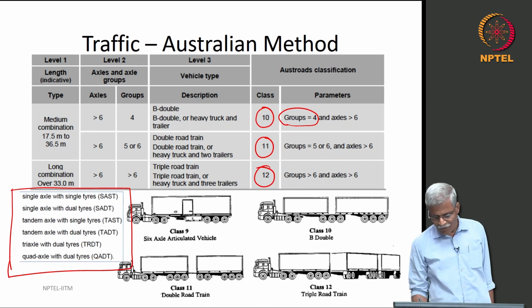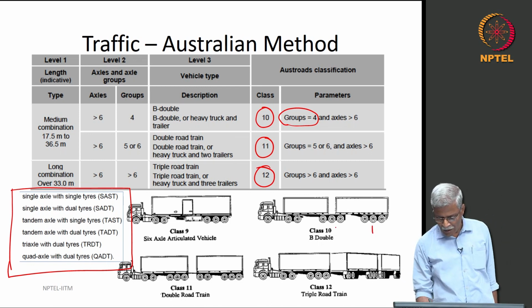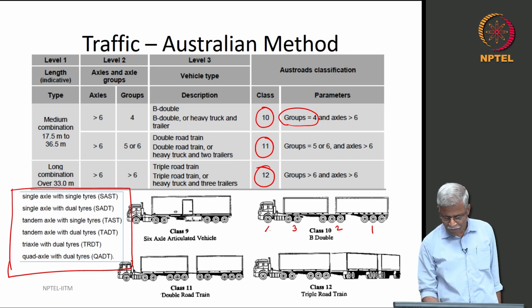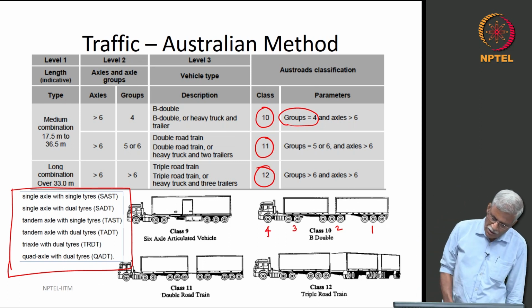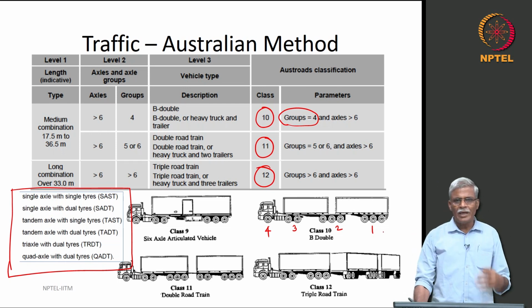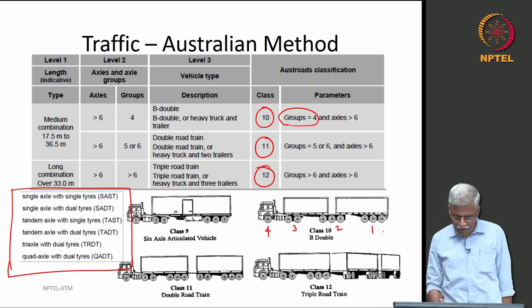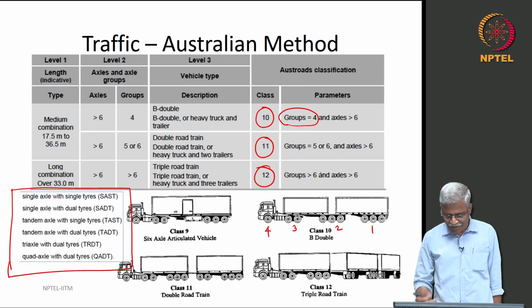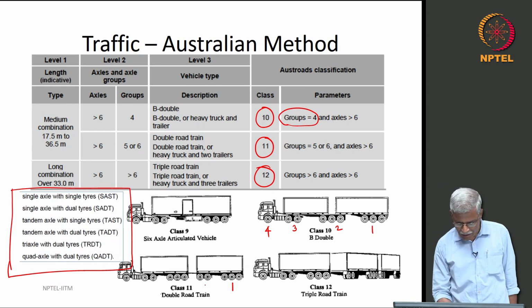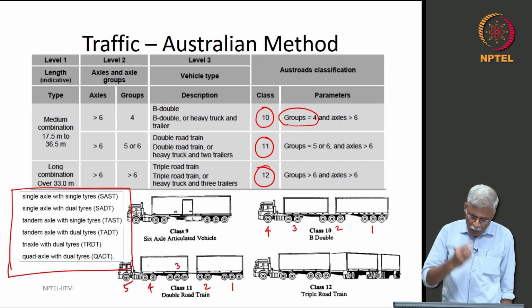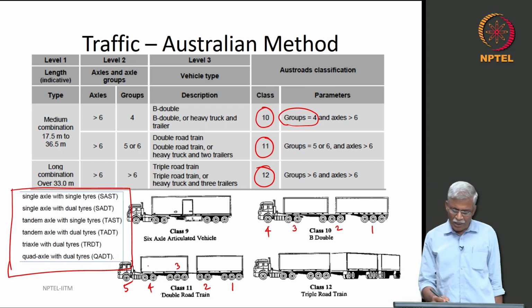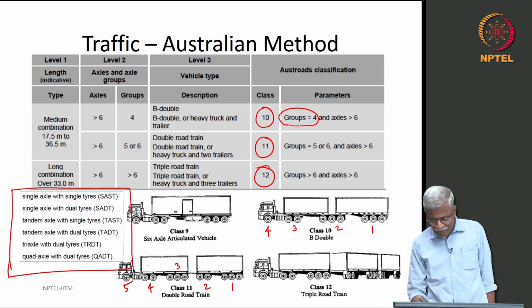So, how many groups of axles are there? 1, 2, 3, 4. So, this is class 10. This could be a tridem, 2 tridems, 1 tandem and 1 single. Similarly, if you look at class 11, it could be either 5 or 6. So, this is 1, 2, 3, 4, 5, it could also be 6.